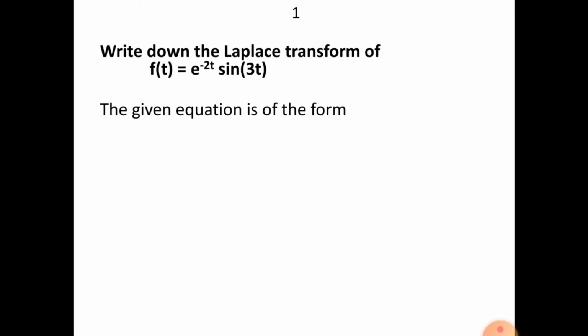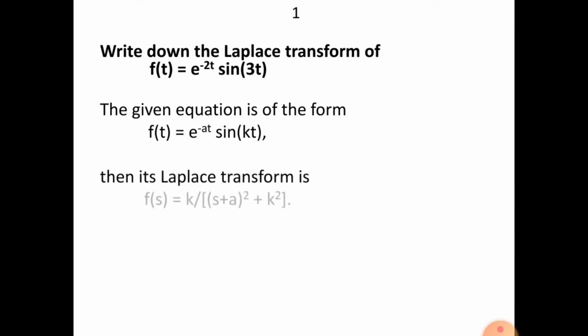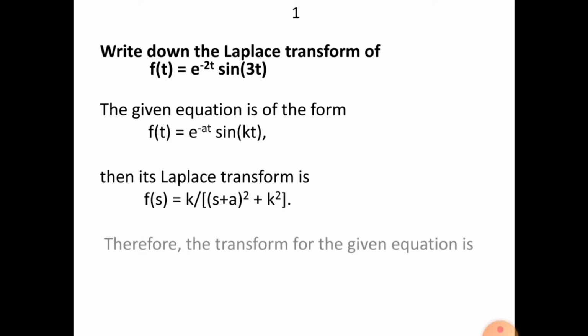First we have to write the equation in the standard form. The standard form, the equation is written as f of t equal to e power minus at sine kt. The Laplace transform for this standard equation is f of s equal to k divided by (s plus a) whole square plus k square. Here a equal to 2, k equal to 3. Substitute the values for a and k. We will get the transform equation 3 by (s plus 2) whole square plus 3 square. This is the transform for the given equation.